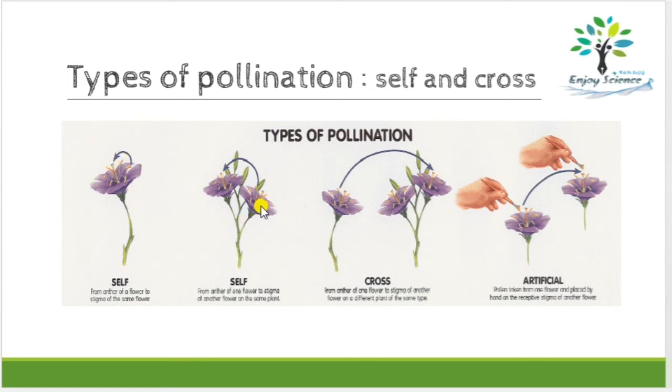And in type B there is a transfer of pollen grains from one flower to the stigma of another flower of the same plant. You have to remember, two different flowers but of the same plant. So this is called self-pollination. But in cross-pollination, there is a transfer of pollen grains from the anther of one flower to the stigma of another flower of a different plant.